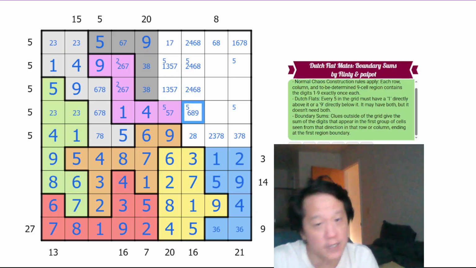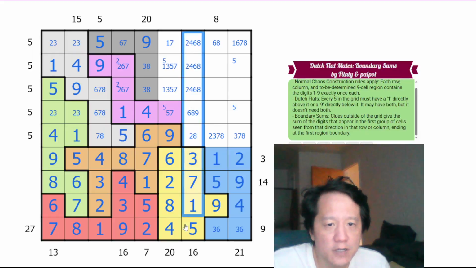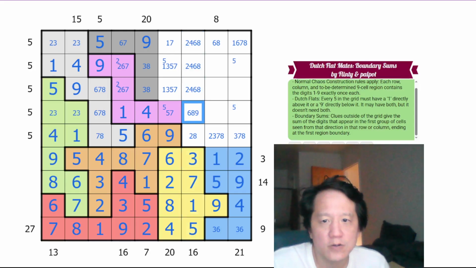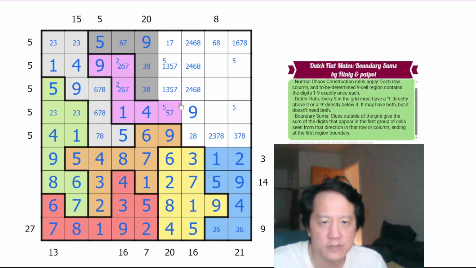Where is the 9? No 5 here. Where's the 9 in column 7? It has to be here. So this is 9, which means pink cannot be part of it. So pink has to go up here.